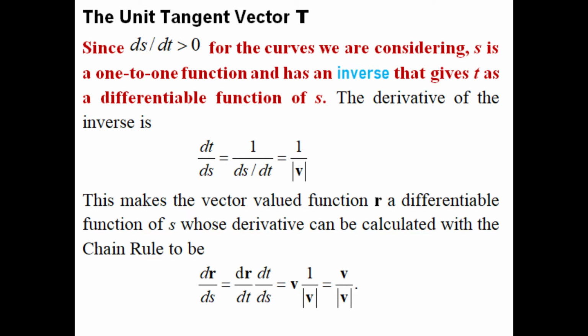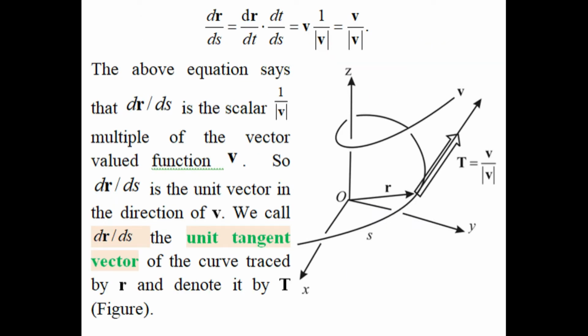Here note that v is a vector valued function and absolute value of v is a scalar. And after finding the absolute value, it becomes a scalar function. The above equation says that dr by ds is the scalar 1 upon absolute value v multiple of the vector valued function v. So dr by ds is the unit tangent vector in the direction of v. We call dr by ds the unit tangent vector of the curve traced by r and denoted by T.